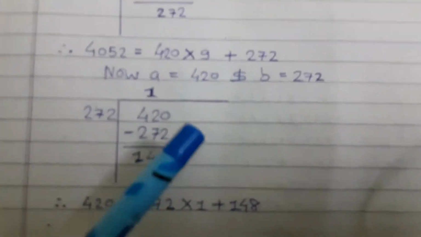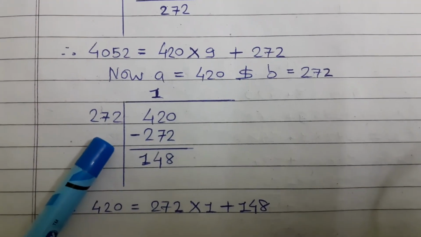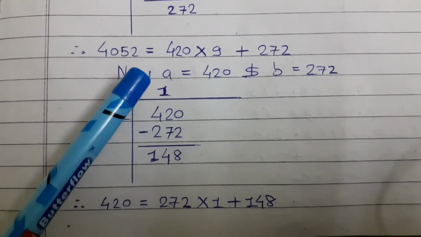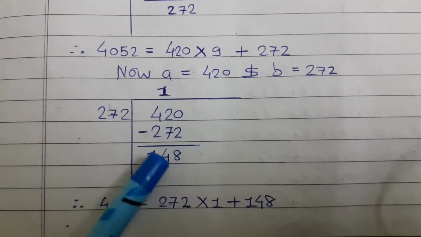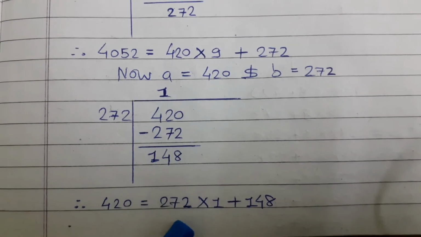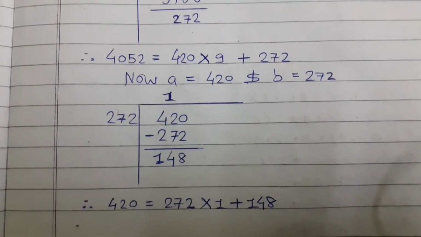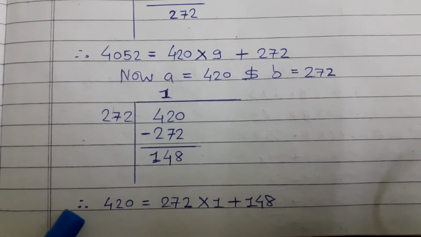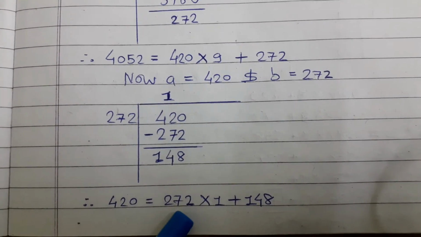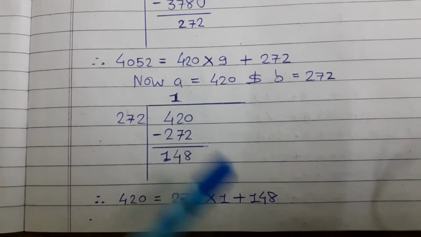Again doing the same division process, we get 272 ones are 272, 420 minus 272, that is 148. So here the remainder is 148, q is 1. Putting it in the equation a is equal to bq plus r, we get 420 is equal to 272 into 1 plus 148.